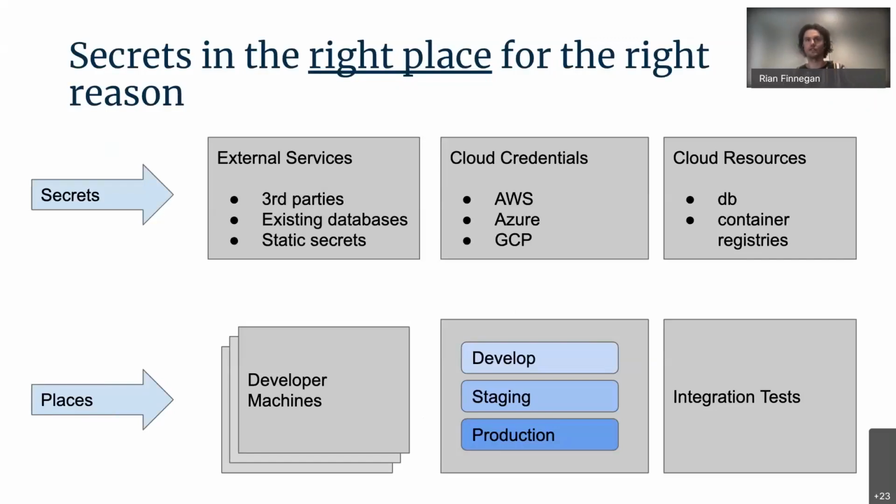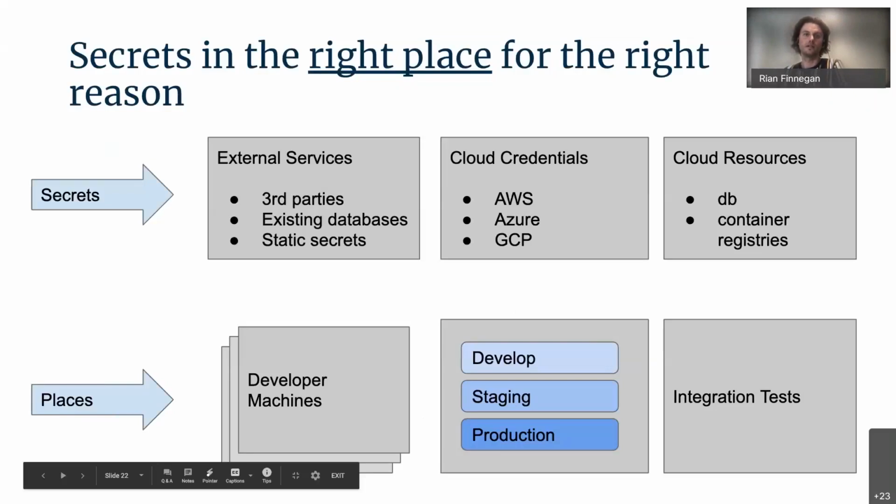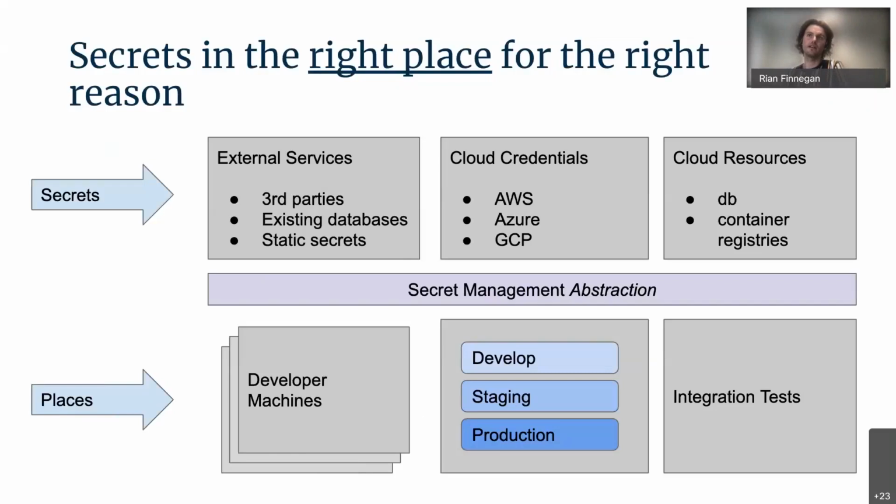And I already mentioned the kind of places that we need these things. So what we really need in this situation is an abstraction layer that solves these problems, but in each of these places, it just feels like we're consuming a secret that we don't even care where it came from. We just know that it works.